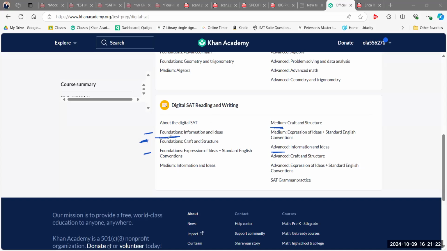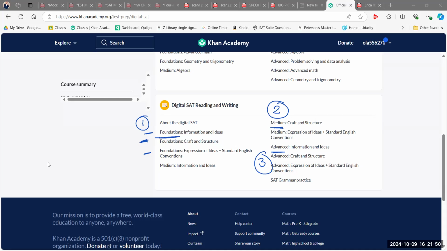Yes, the level. When I say foundation, that's the first level of difficulty. Medium is the second level of difficulty. Advanced is the highest one. So the site is organized the same way as the real test. The real test already has three levels of difficulty.